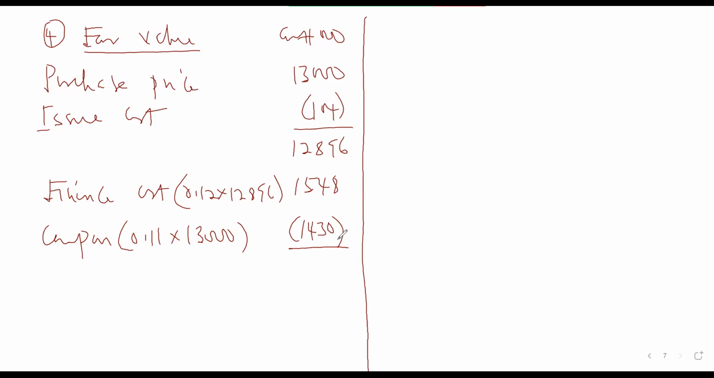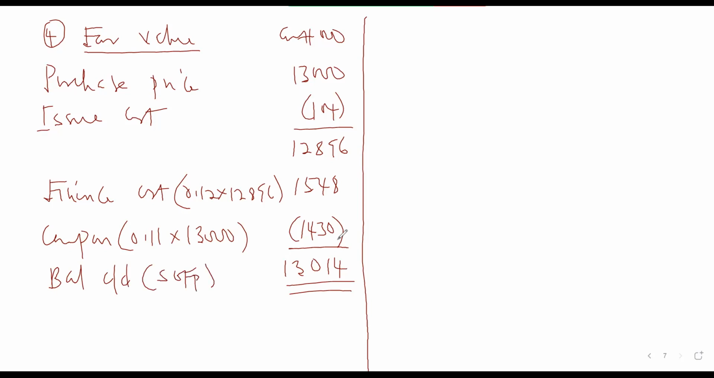So if we subtract what? The coupon from the, it will be this plus this minus the coupon. 13014. So this should be the closing balance. This should be the balance carried down on the instrument account. So this should be the value in the statement of financial position.